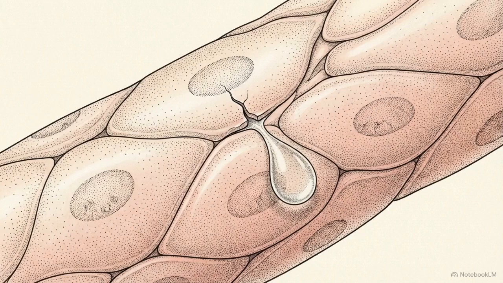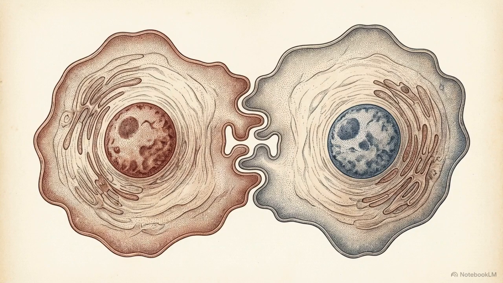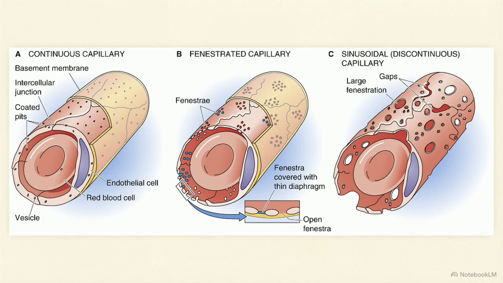Before calculating the pressures moving fluid, we have to establish what can actually pass through the capillary wall. Permeability is governed by the physical gaps between the cells. This comparison illustrates 3 distinct capillary classifications. On the left, continuous capillaries use tight junctions, allowing only small molecules through. In the middle, fenestrated capillaries feature microscopic pores for rapid filtration. On the right, sinusoidal capillaries have massive gaps, allowing large proteins to diffuse.